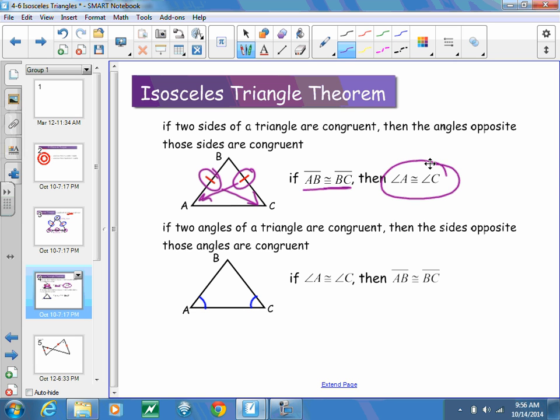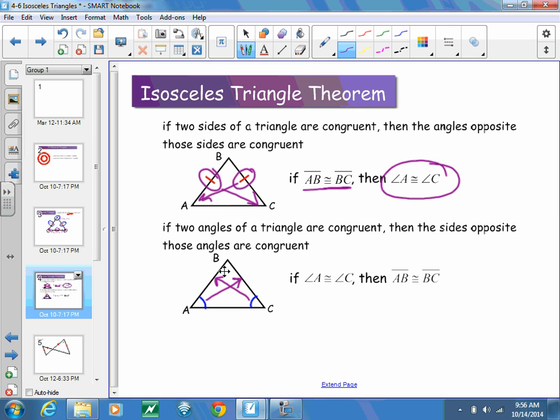Now we can also look at the converse of this statement too. If two angles of a triangle are congruent, then the sides opposite of those angles are congruent. So here I'm given that angle A and angle C are congruent. And what this is going to mean is that the opposite sides to those angles are going to be congruent as well. So that gives me that AB is congruent to BC.